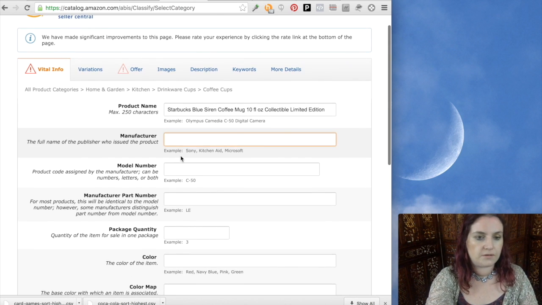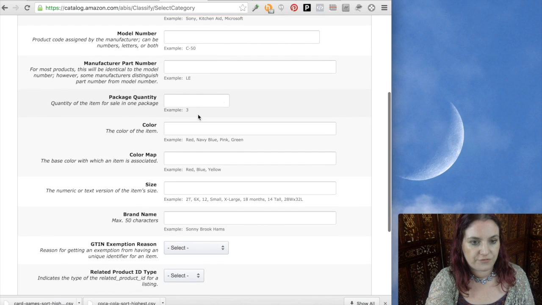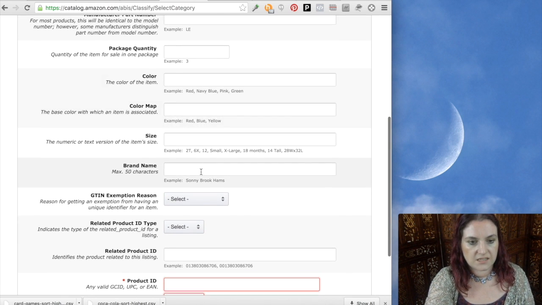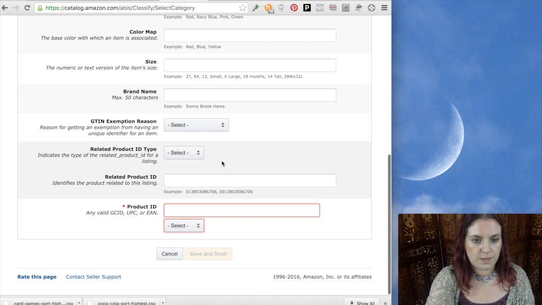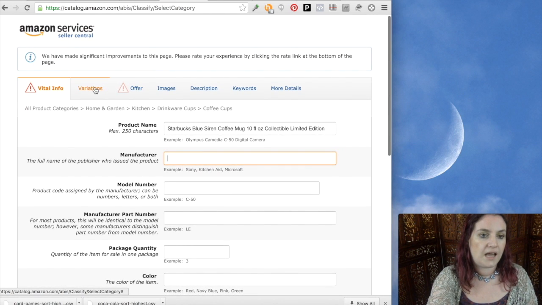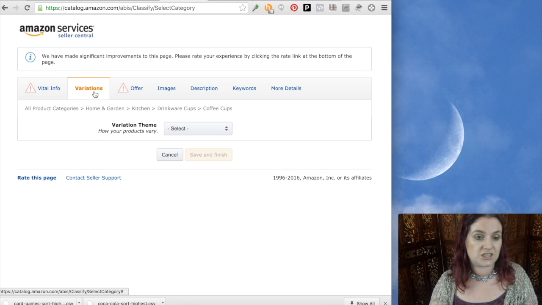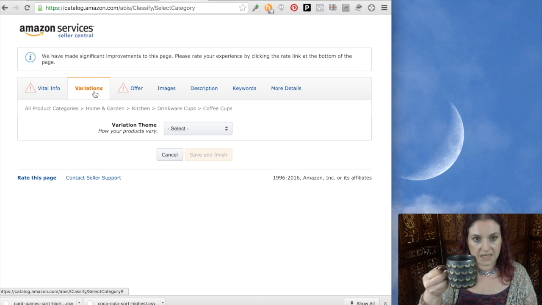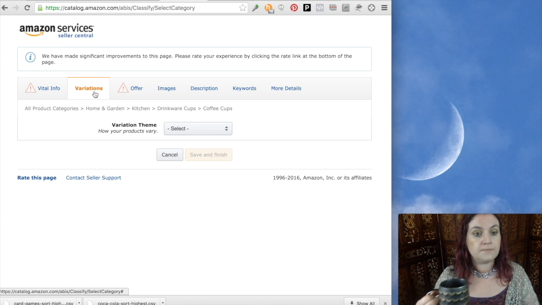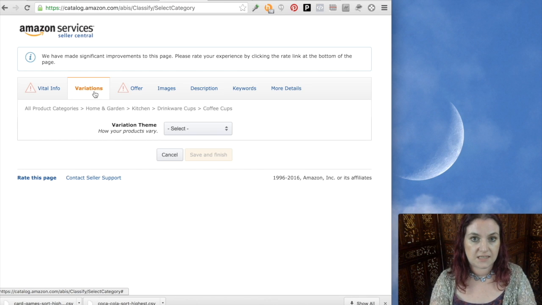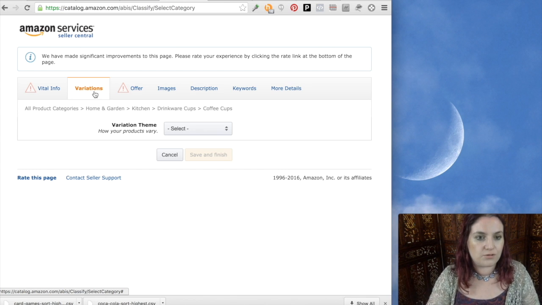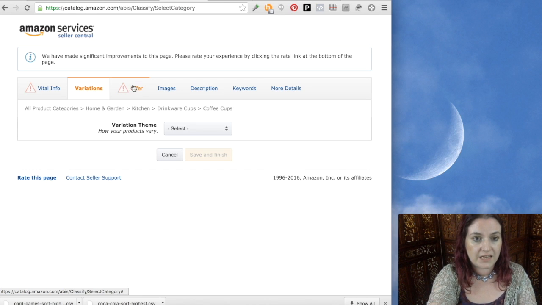So then I would go on to fill out manufacturer, all the other fields in here, blue, the size of the product, the brand name, you put your UPC in there for the product, and so on. Variations is if you have variations of a product. If I had this mug in different sizes or different colours, having those listed as variations rather than separate listings can really help your product sales, because it links multiple products together and they all grow together. So that is a really good thing to do.